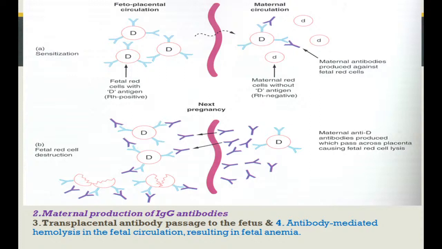Steps: maternal production of immune antibodies, immunoglobulin G antibodies, then transplacental antibody passage to the fetus. During this pregnancy, it is shown as maternal antibodies.